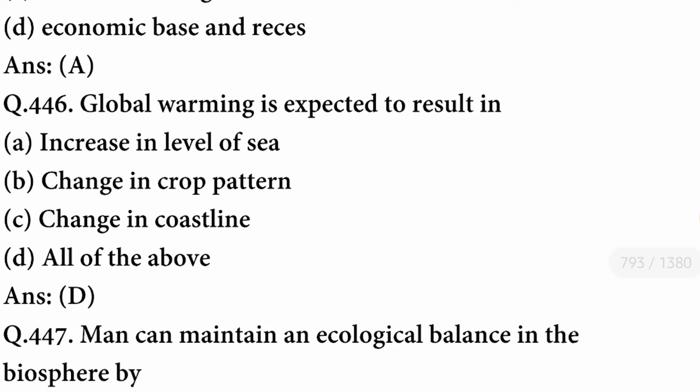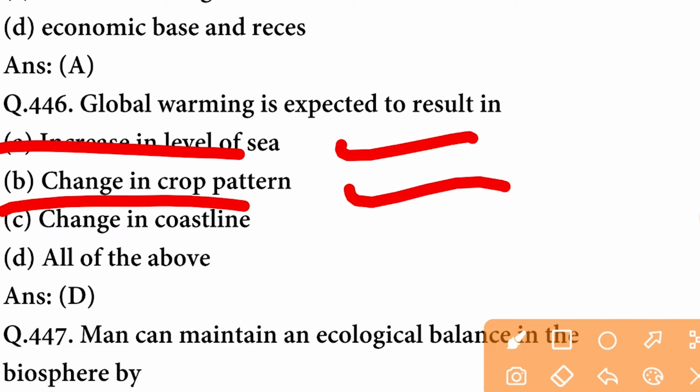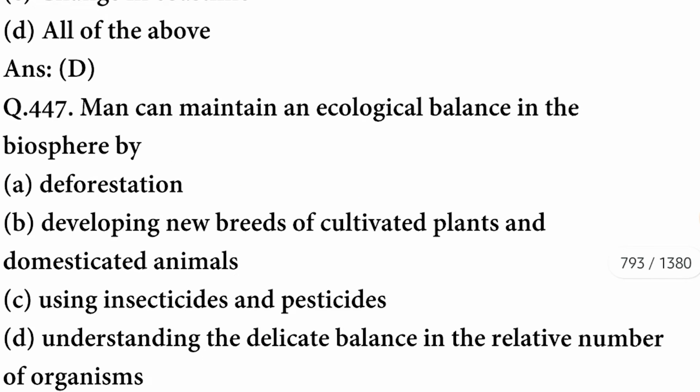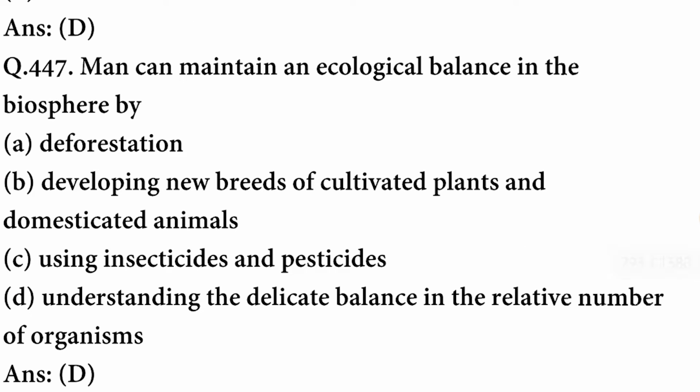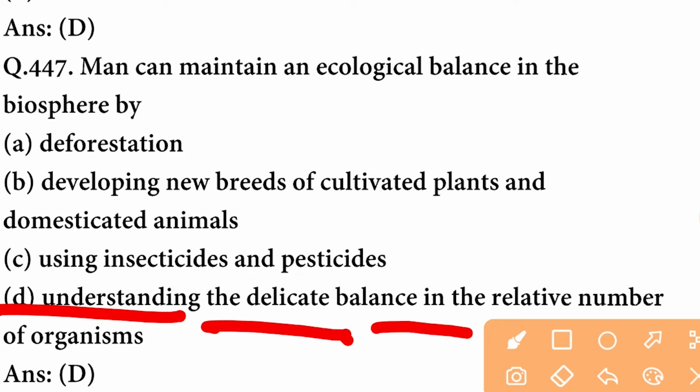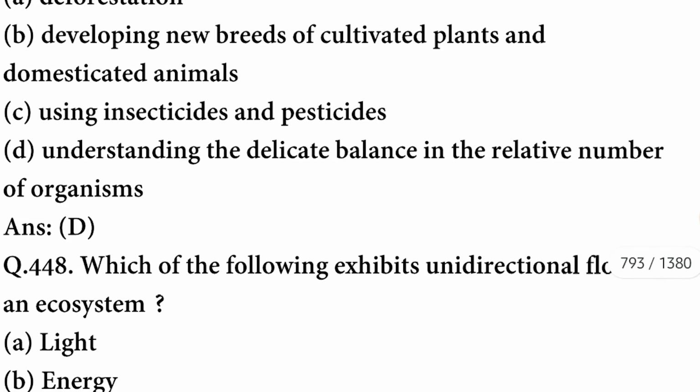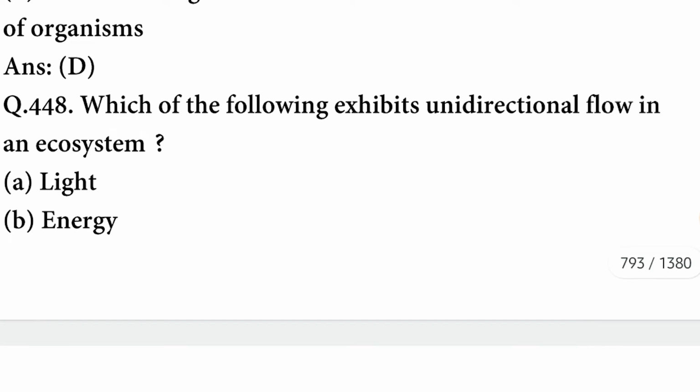Global warming is expected to result in increase in level of sea, change in crop pattern and change in coastline. The option is correct. Man can maintain an ecological balance in the biosphere by understanding the delicate balance in the relative number of organisms. The option is correct. Which of the following exhibits unidirectional flow in an ecosystem?